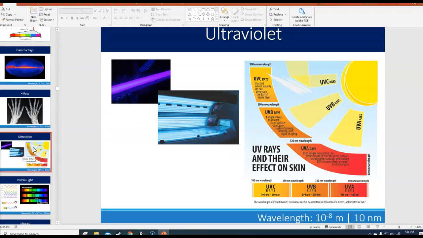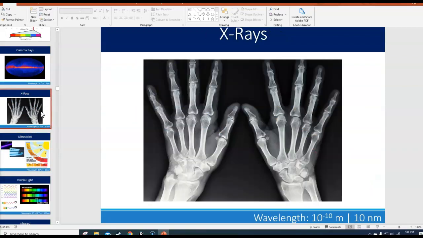So that is ultraviolet radiation. And by the way, X-rays and gamma rays are also ionizing, of course. That's why when you go to the doctor or the dentist, they make you put a lead vest over yourself before they do the X-rays, to protect the rest of your body from that ionizing radiation.